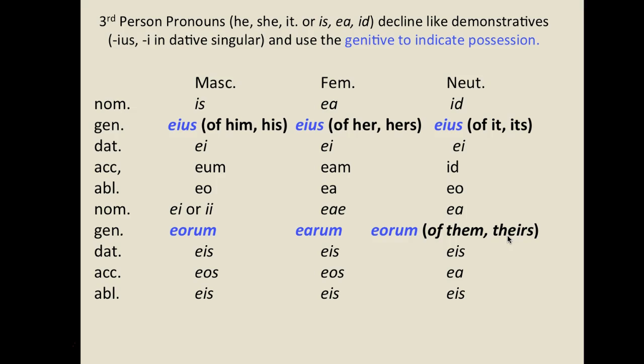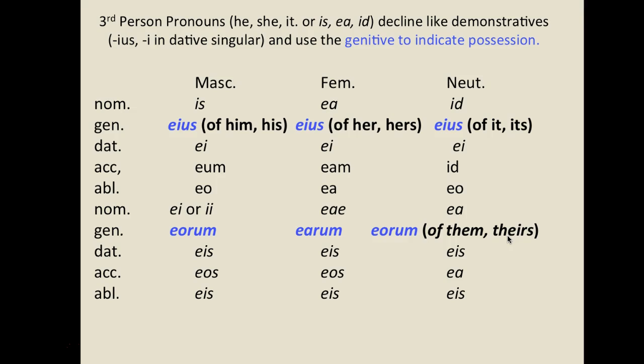For third person pronouns, there has to be a masculine, feminine, and neuter form because it's he, she, or it that the pronoun refers to. And in Latin, this is the demonstrative pronoun, is, ea, and id. It's sometimes used as a demonstrative. You can say is vir, like that man, as a very weak demonstrative, or it can be used as a pronoun independently.